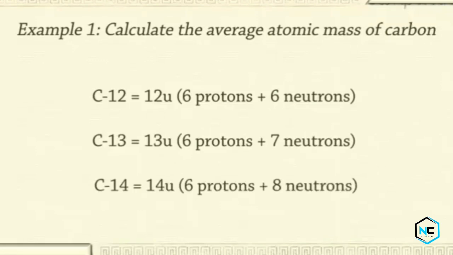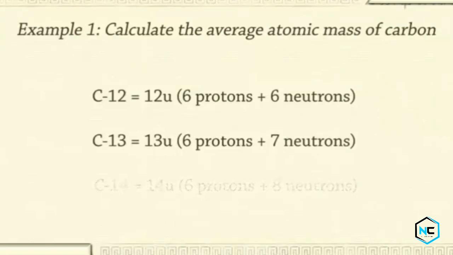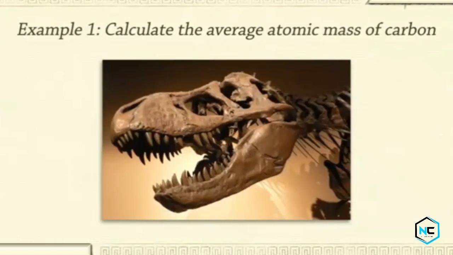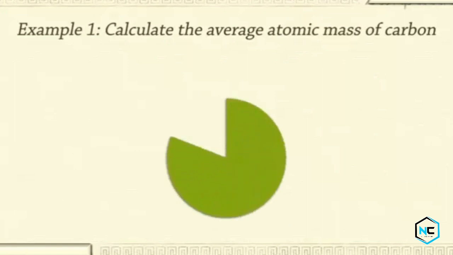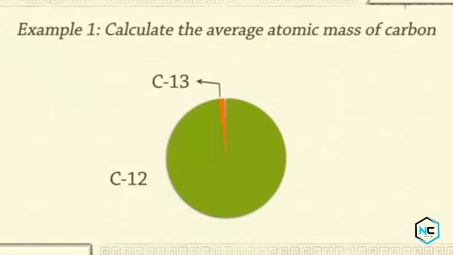If you need a quick refresher on isotopes, please watch our short 30-second glossary video. Carbon-12 and carbon-13 are stable, but carbon-14 is radioactive, so it is slowly decaying. Maybe you've heard of carbon-14 dating of fossils, but that's a topic for another video. On Earth, there's a lot of carbon-12, a little bit of carbon-13, and a very small amount of carbon-14.